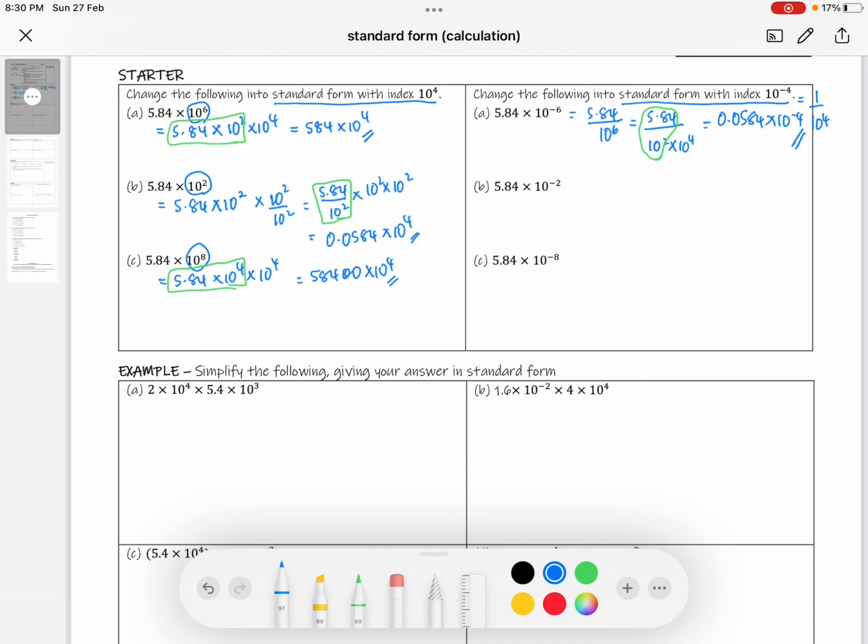Now for the next one, 5.84 times 10 to the power of 2. What I can do with this one is multiply it with 10 to the power of 2, and I should do the same thing with the numerator. I would simplify this, and I get 584 times 10 to the power of minus 4.